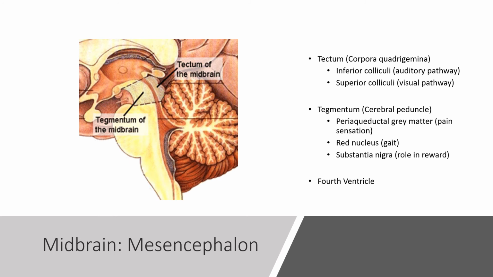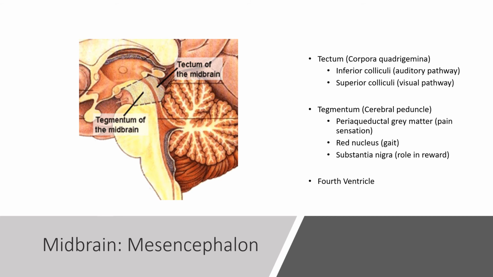This is where the tectum or the corpora quadrigemina is located. The corpora is basically just this grouping of your inferior colliculi and superior colliculi. The inferior colliculi is the auditory pathway, and the superior colliculi is the visual pathway. And so obviously these colliculi are going to innervate either your temporal or occipital lobe.